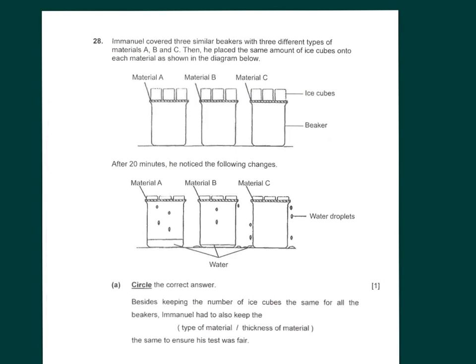Question 28. Now Emmanuel covered three similar beakers with three different types of material A, B, and C. Then he placed the same amount of ice cubes onto each material as shown. So the test here that Emmanuel did was to make sure that the number of ice cubes were the same, and then the materials was changed. So obviously the change variable here, or the independent variable, is the type of material.